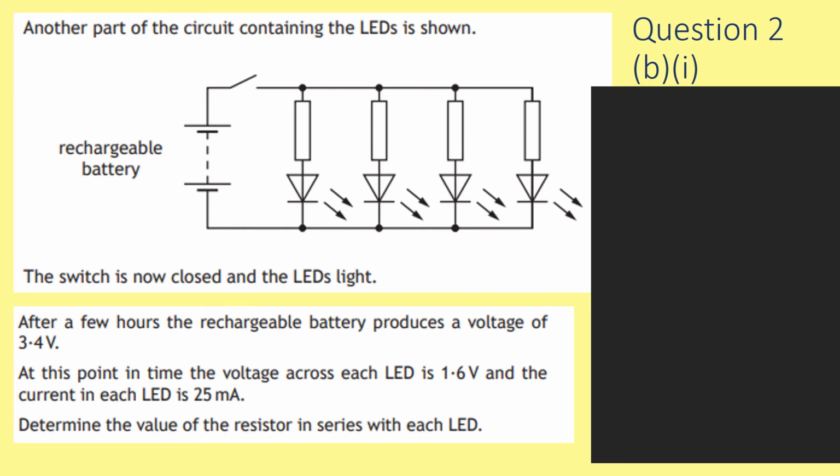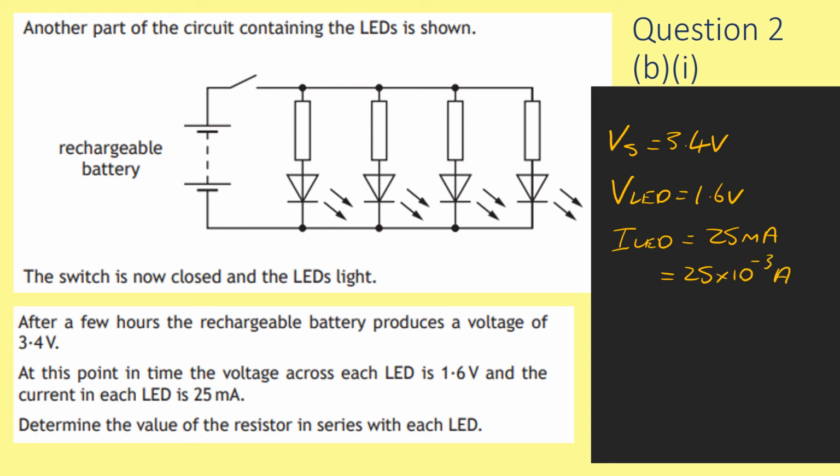After a few hours, the rechargeable battery produces a voltage of 3.4 volts. So let's write that down. Vs is equal to 3.4 volts. At this point in time, the voltage across the LED is 1.6 volts. VLED is equal to 1.6 volts. And the current in the LED is equal to 25 milliamperes, but I don't like milliamperes. I want amperes, so that's 25 times 10 to the negative 3 amperes. I'm asked to find the value of R.